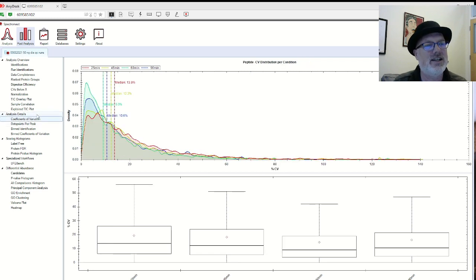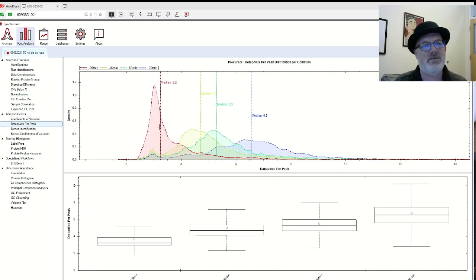But surprisingly, the CVs weren't that different, right? There was a 13% CV of the 25-minute runs, only a 10% CV or a 9% CV for the 60s. So based on this one, you would expect the CVs to be a lot different, but they're only like 4% different. So I don't quite understand that.